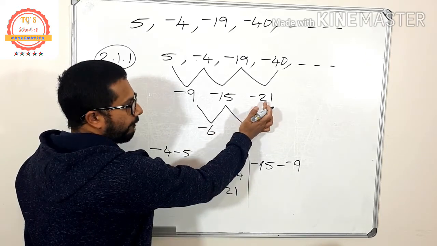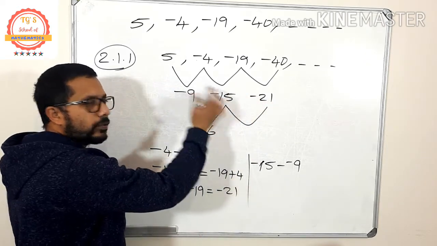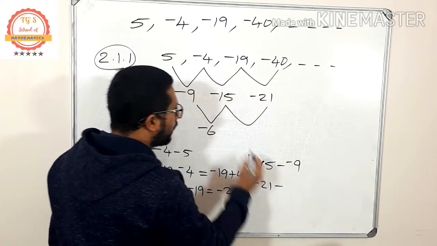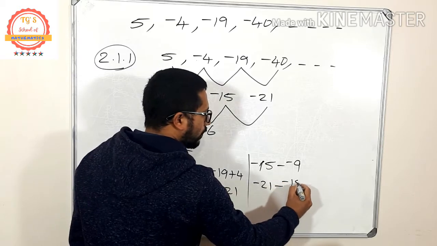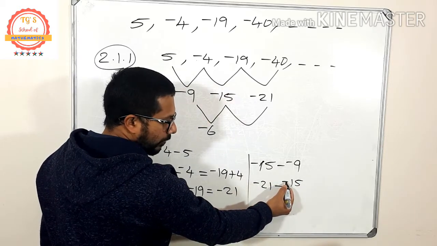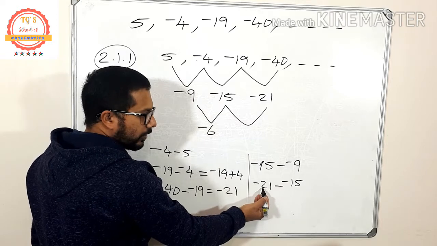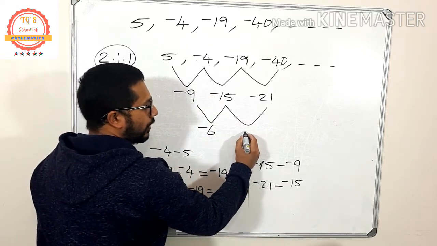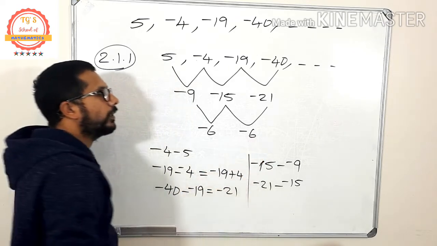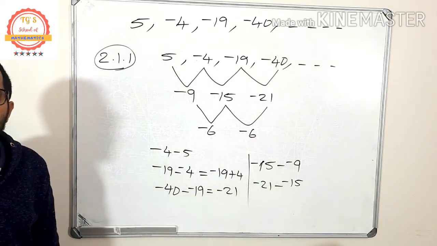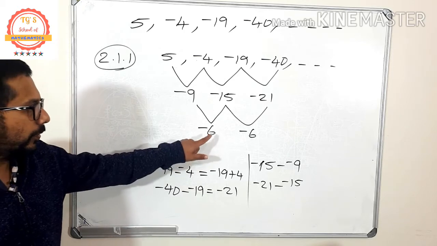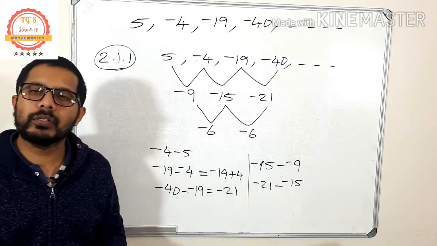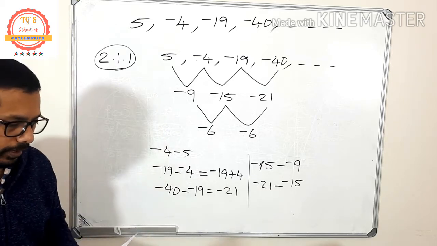What is the next one? Minus 21 minus minus 15. This minus minus becomes plus. That means minus 21 plus 15. What is minus 21 plus 15? Check in your calculator. That is minus 6. So what is the second difference? Minus 6. That is the second difference. So that is question number 2.1.1.